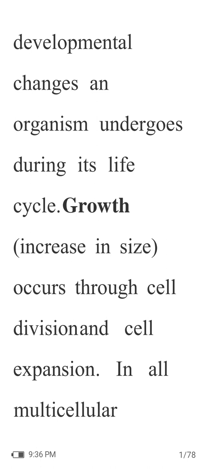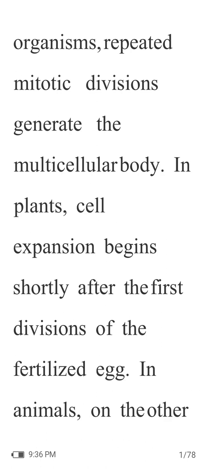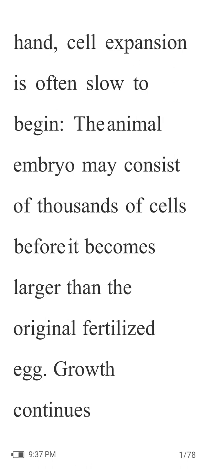Growth, increase in size, occurs through cell division and cell expansion. In all multicellular organisms, repeated mitotic divisions generate the multicellular body. In plants, cell expansion begins shortly after the first division of the fertilized egg. In animals, on the other hand, cell expansion is often slow to begin.